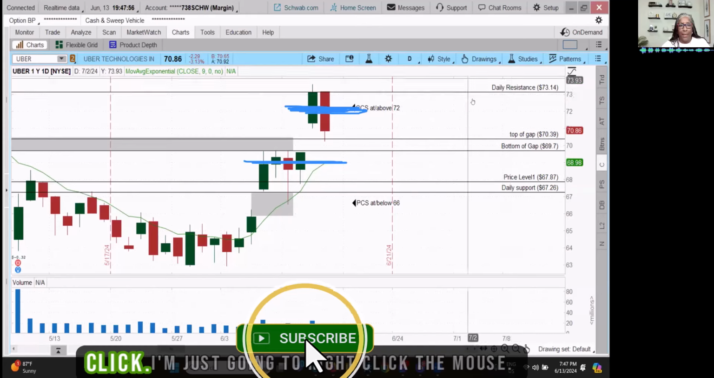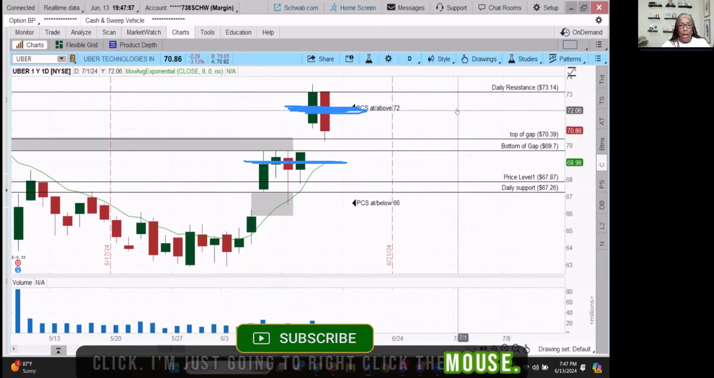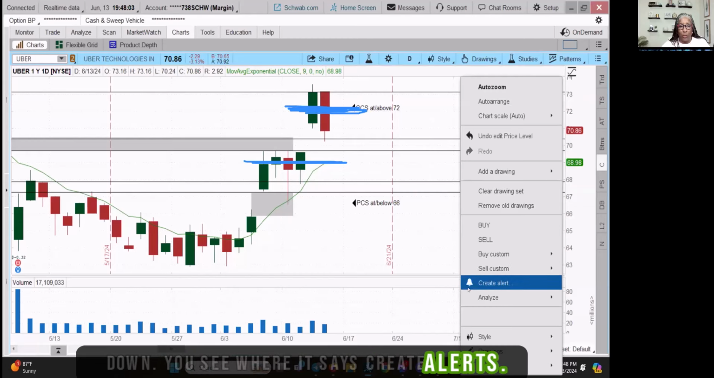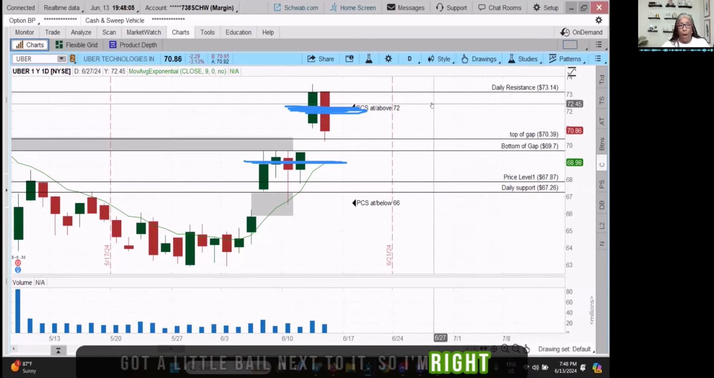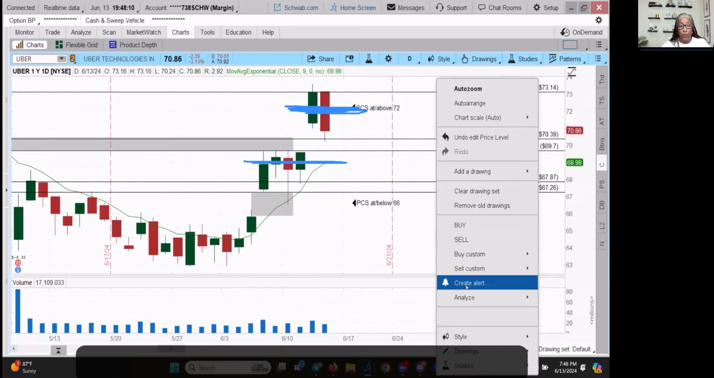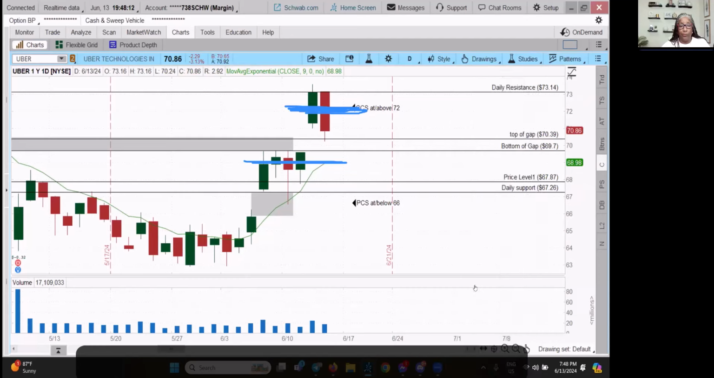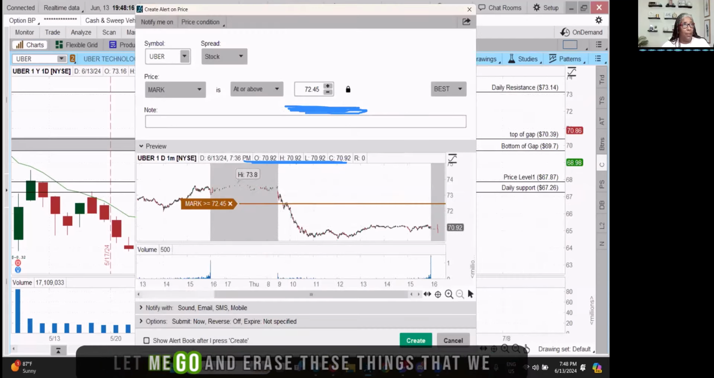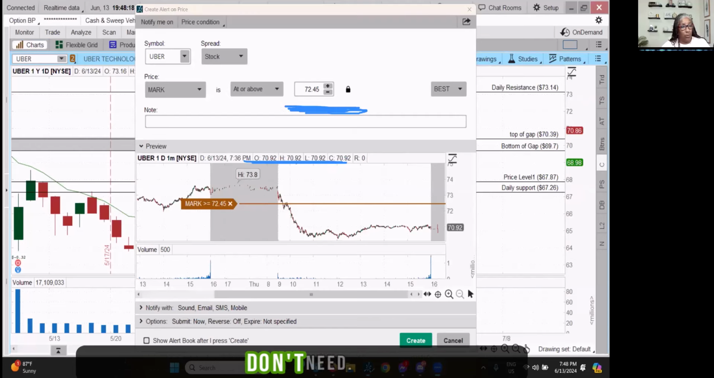I'm here in the chart. You can right click. I'm just going to right click the mouse, and when I right click, scroll down, you see where it says create alert, with a little bell next to it. So I'm right clicking, scrolling down to create alert. I click on that, and then the screen pops up. Let me erase these things that we don't need.